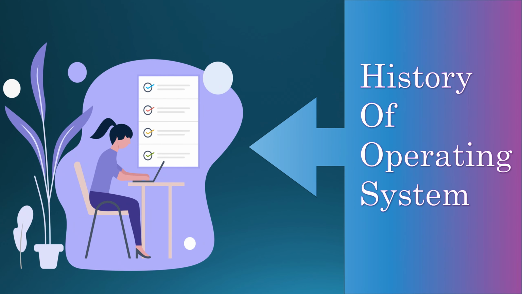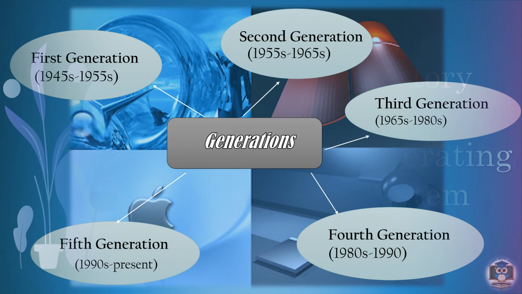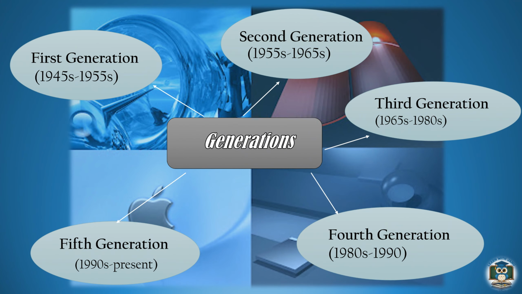So now we are going to learn about the history of the operating system. These are 5 generations. The first one is first generation, second generation, third generation, fourth generation, and the fifth generation. So let's see what are those and what the generations do.